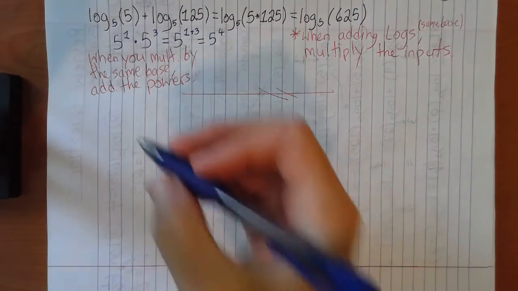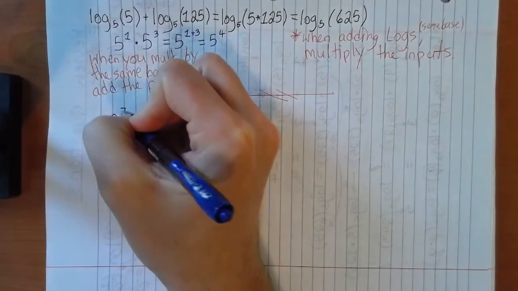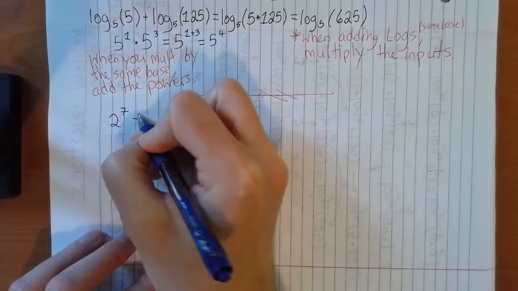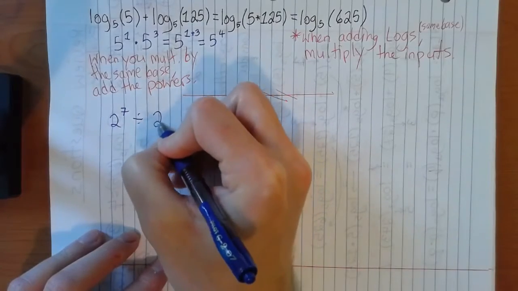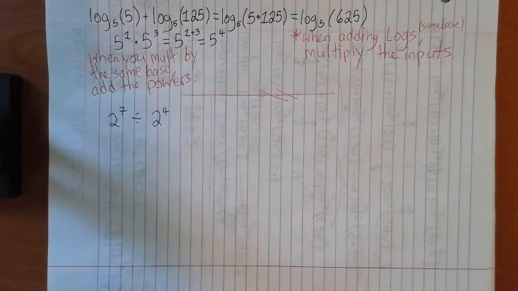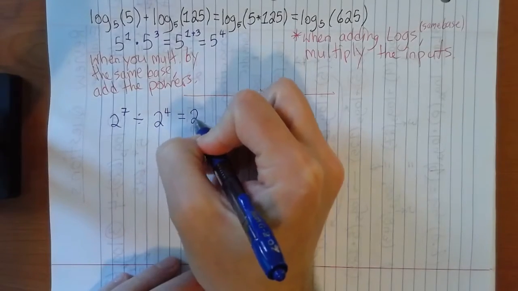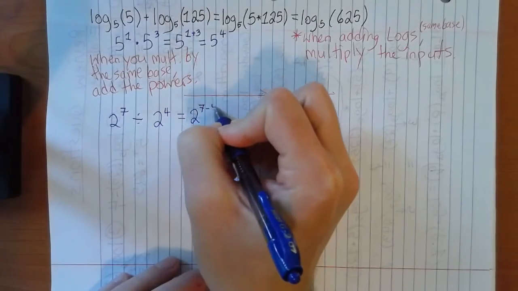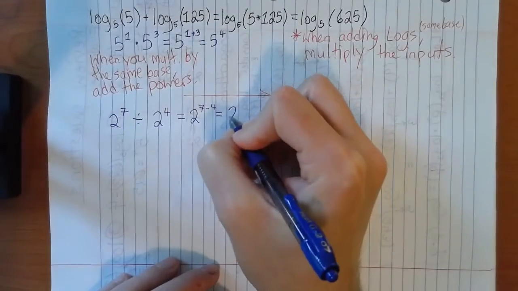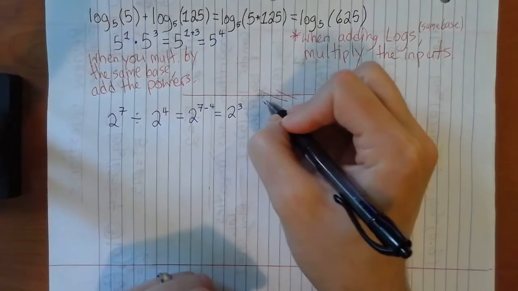Now let's think about this in terms of division. We could have 2 to the 7th power being divided by 2 to the 4th power. Based on your prior knowledge, you might remember that when you divide things with the same base, you are subtracting the powers. In this case, this would end up being 2 to the 7 minus 4, or 2 to the third power.